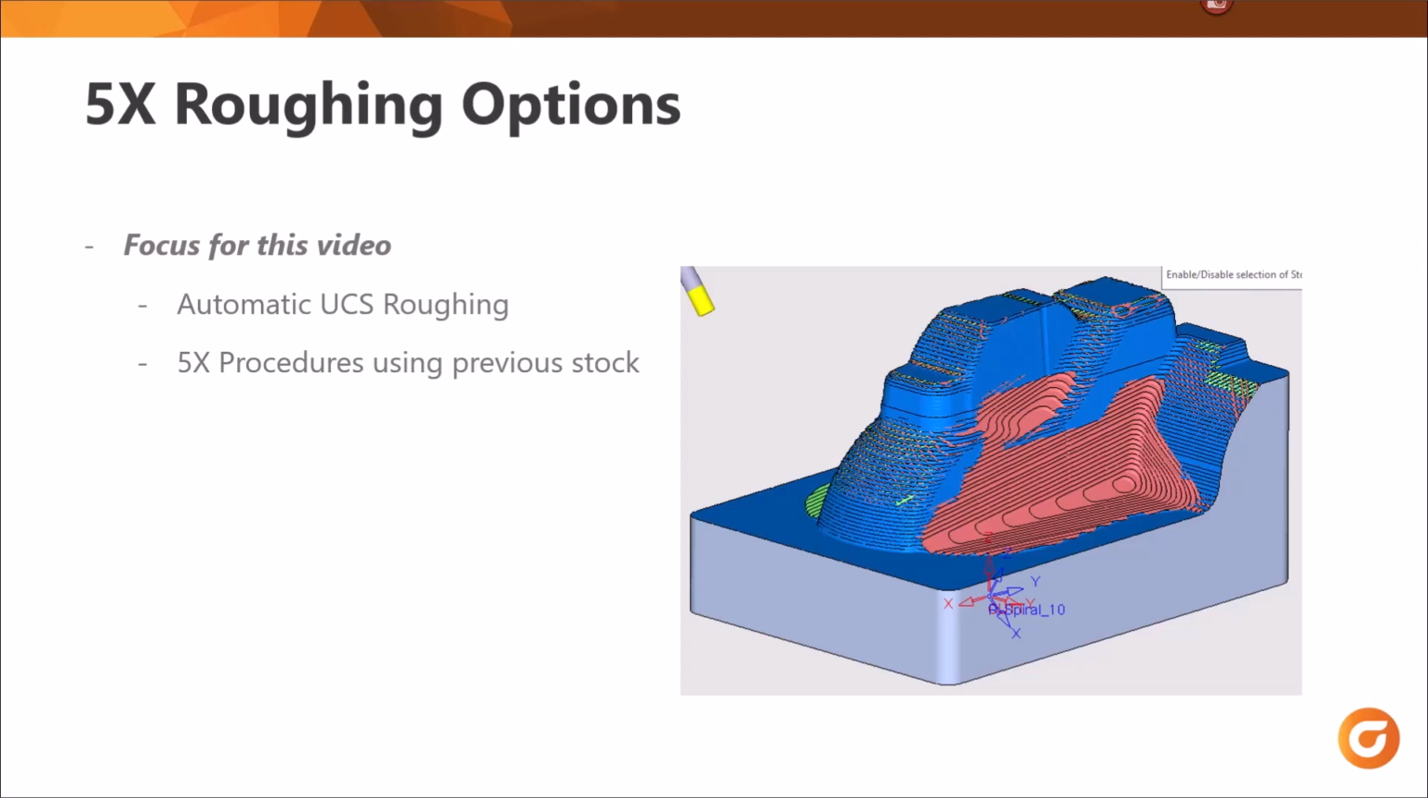The focus for this video today, the majority of it will be on automatic UCS function inside of roughing. We'll briefly look at the 5X procedures being able to use the previous stock already in files.